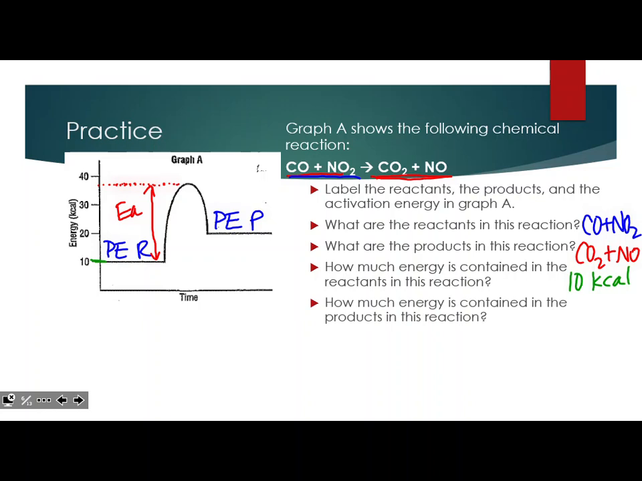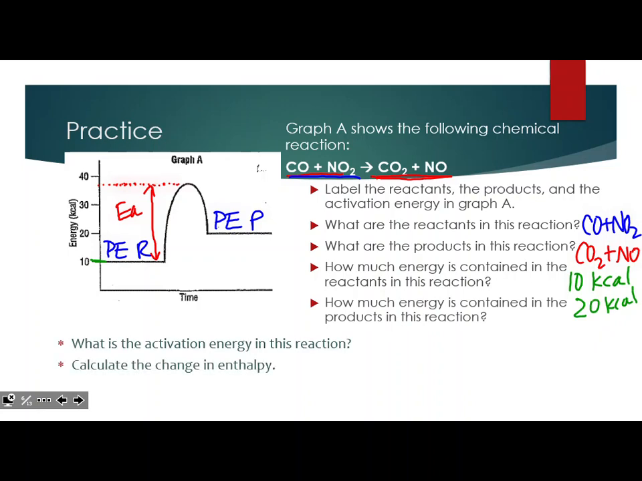How much energy is contained in the products? 20. Very good. 20 kilocalories. Don't know why I wrote that. That's weird. All right. 20 kilocalories. All right, so a couple more things to do.